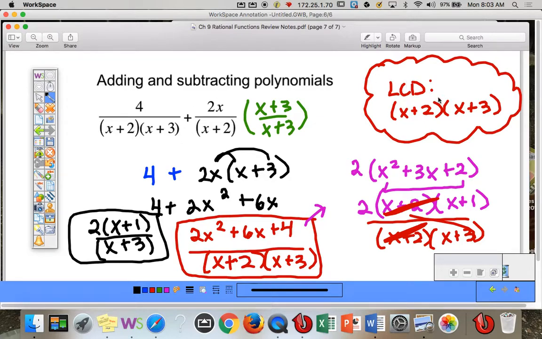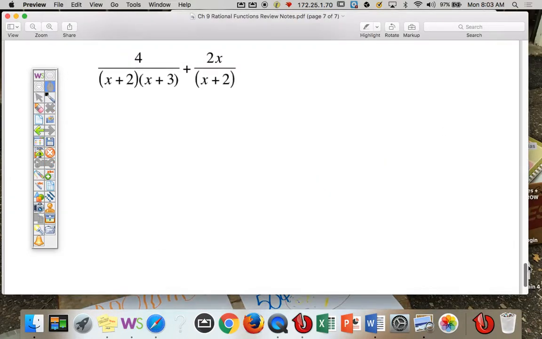So for adding and subtracting, you'll find an LCD after you factor. You multiply to get the LCD on the bottom of both fractions, and you simplify the top. I think that's it for chapter 9. Yep.